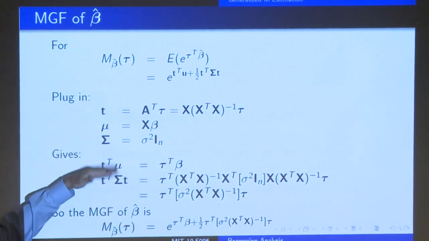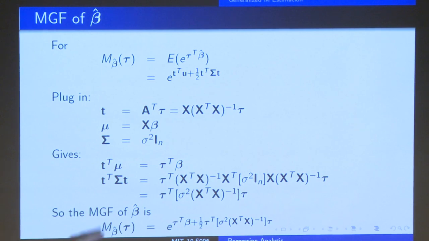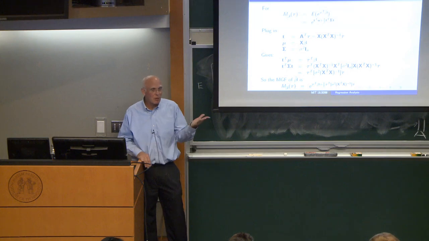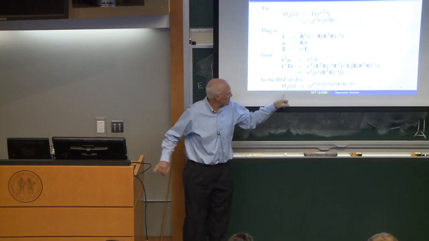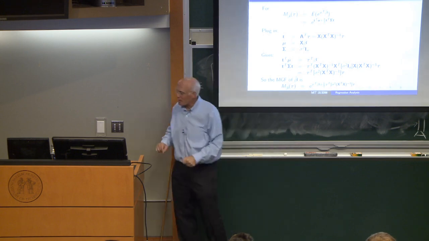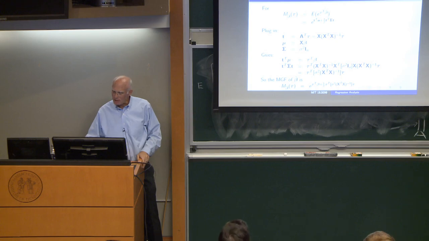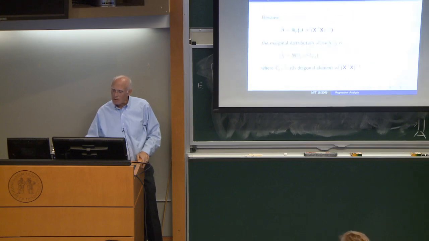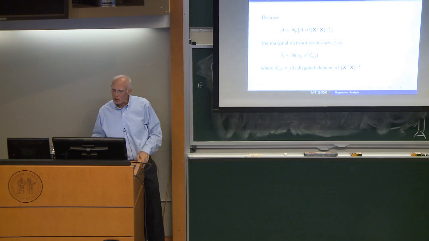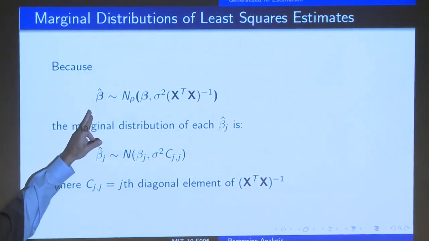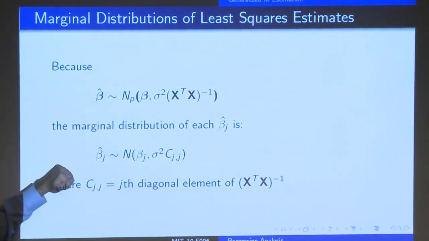So these few lines that you can go through after class basically solve for the moment generating function of beta hat. And because we can recognize this as the MGF of a multivariate normal, we know that beta hat is a multivariate normal with mean the true beta, and covariance matrix given by the object in square brackets there. Okay. So this is essentially the conclusion of that previous analysis.